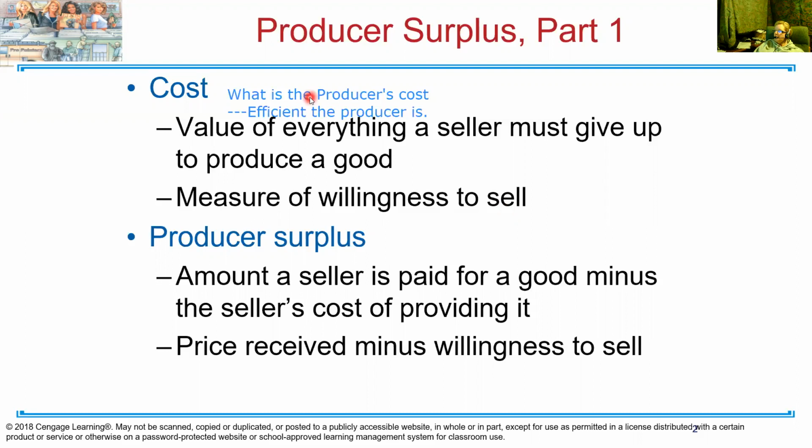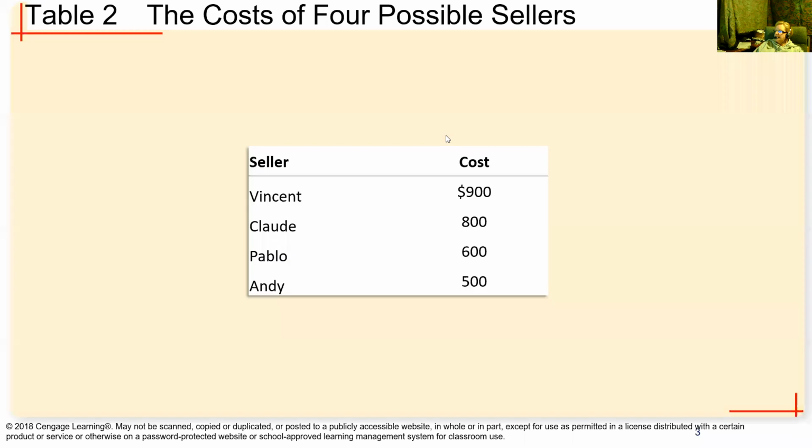So to calculate producer surplus, what we're going to do is to take the price in the market and subtract the cost, aka the supply curve, to get producer surplus. Okay, so again, it is the price minus the cost, or the willingness to sell in this particular example. So the willingness to sell, okay? And that is also our cost. Okay, cool. Let me clear these and go ahead and advance to the next slide.